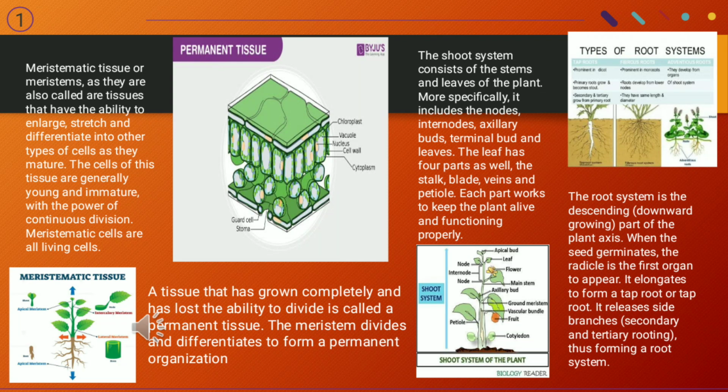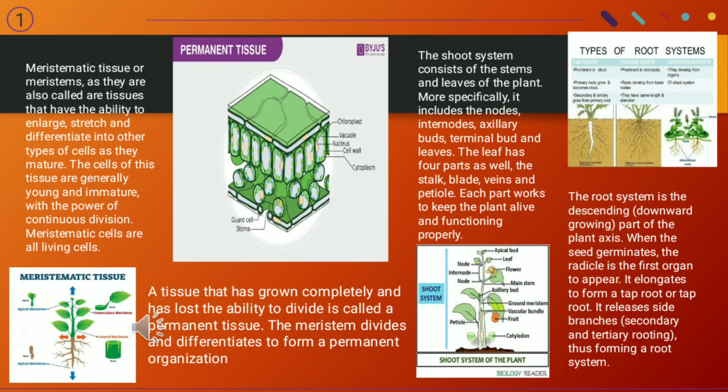Next, the shoot system. This includes the nodes and internodes, axillary buds, terminal bud, and leaves to name a few. The style, blade, veins, and petiole are all components of the leaf. Each component contributes to the plant's survival and proper functioning.